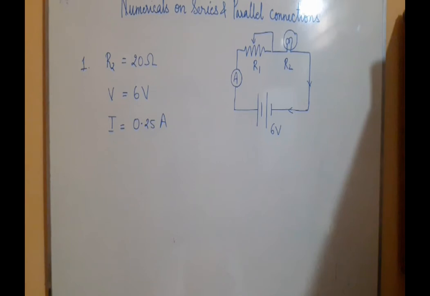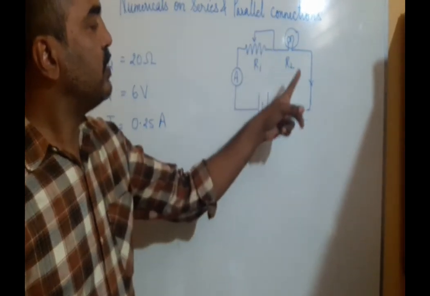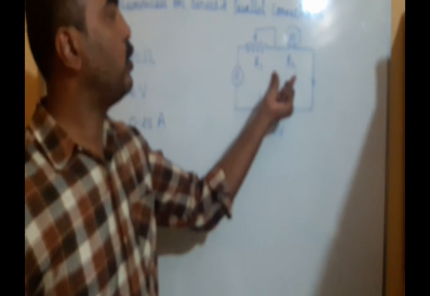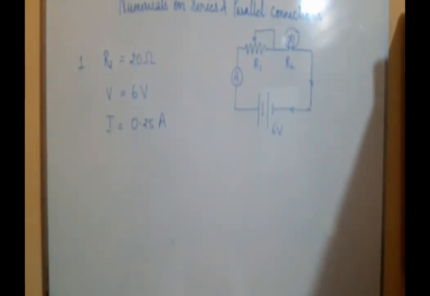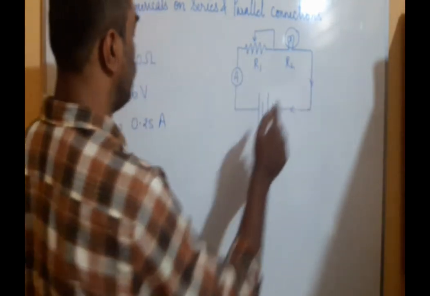Friends, today we are going to do some numericals on series and parallel connection. So this is the first numerical for you. As you can see in the diagram, we have a circuit diagram where two resistances R1 and R2 are in series. Why are these two in series? It is because there is only one path for the current to flow.